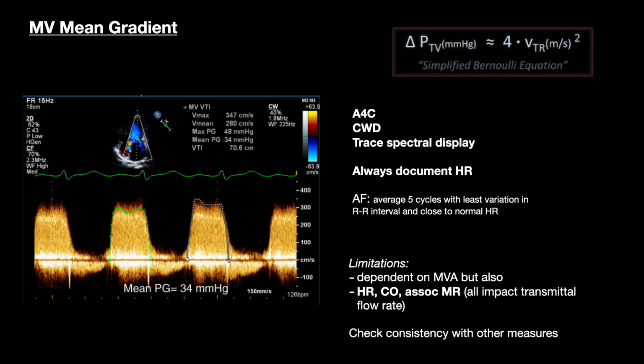Mean gradient obviously depends on the mitral valve area, but also on the transmitral flow rate. And the transmitral flow rate depends on heart rate and cardiac output. And the transmitral flow rate, and therefore the gradient, will increase as heart rate and cardiac output increase. So it's important to note and document the heart rate, and I guess cardiac output if you've got it, but make some note particularly about the heart rate when measuring the mean mitral valve gradient. Concurrent MR will also increase the transmitral flow rate and therefore the mean gradient.